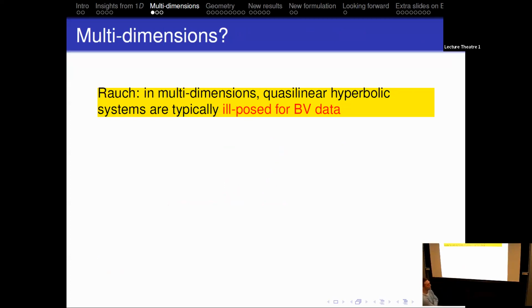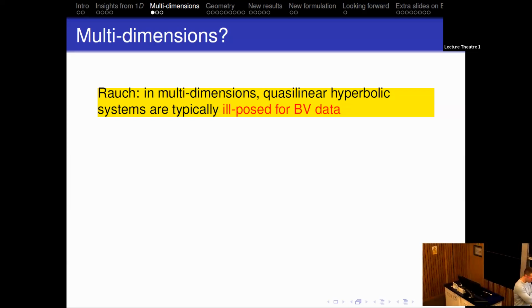So let me say a little bit about multi-dimensions. Again, there's a lot to say here, and I don't really have time to do the subject justice. But let me start with this well-known result of Rauch, which is that in multi-dimensions, unless there's very special algebraic structure in the system, it's going to be ill-posed in BV. And in particular, the equations of fluid mechanics do not have the good algebraic structure. So the equations are ill-posed. So that means you can't use any of the 1D BV theory.